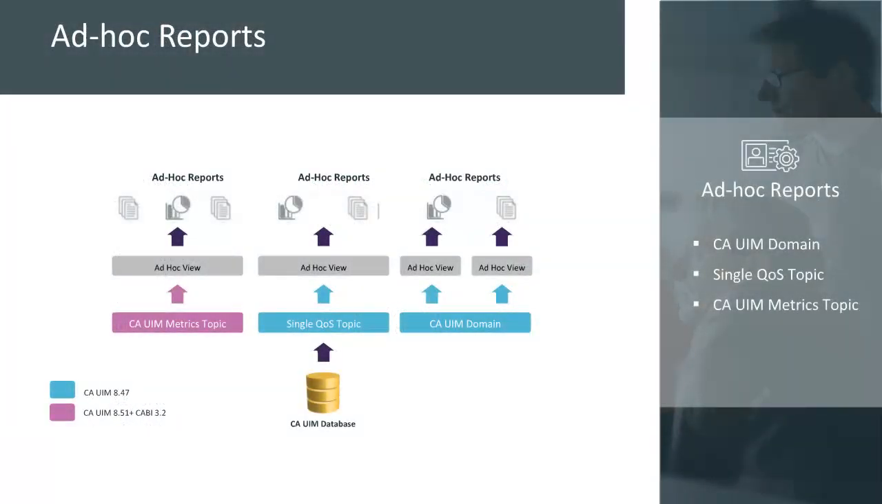New with CABI 3.2 is the ability to pull CA UIM metrics topics into your ad hoc reporting to gain better access and insight to your data than ever before. We'll take a look at how the metric ad hoc reporting provides that flexibility.